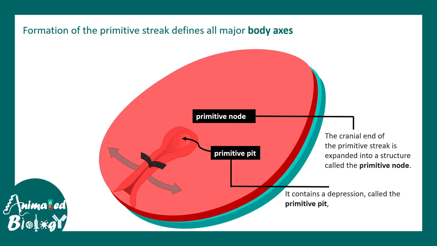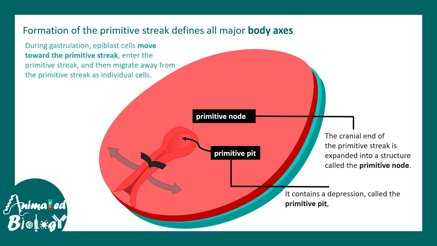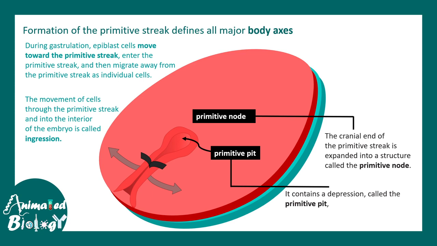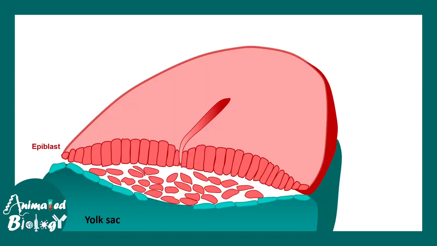Cells move through the primitive streak, inside and away from it, which is a particular morphogenetic movement known as ingression. So during gastrulation, cells move towards the primitive streak, move down through the primitive streak and move inside. Now in this particular illustration, it might not be very visual, so let us explain that in a bit more detail.